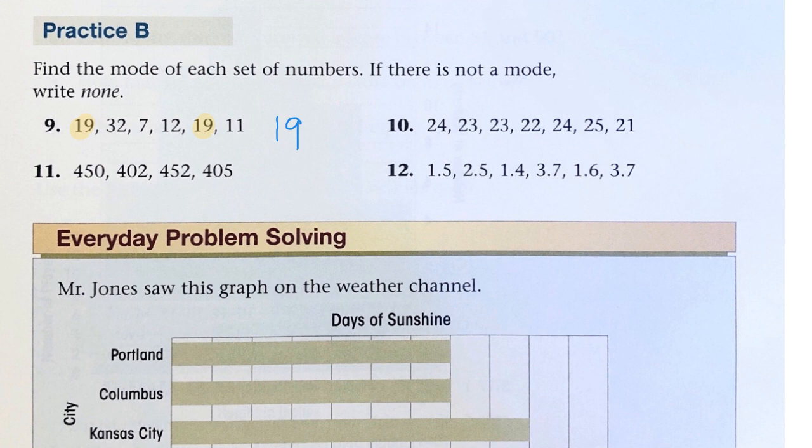And now for number 10, I see 2 24s, 2 23s. So there's a 24 there and a 24 there. There's 23 and 23. So it looks like those are the only things that repeat. So we've got 2 modes, 24 and 23.